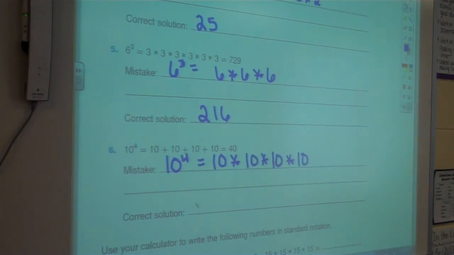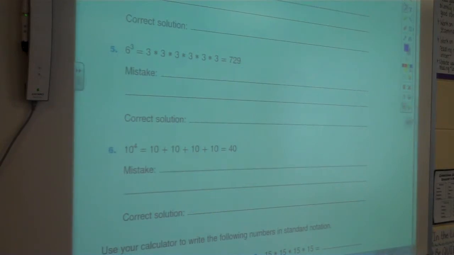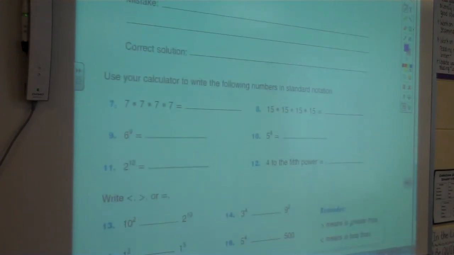And did you get the standard notation? What does it mean, Maya? 10,000. 10,000, not 40. That's a big difference, isn't it? Okay, so make sure you have those written in. And some of you have gone ahead and filled in the ones on the bottom. Let's take a look at those.